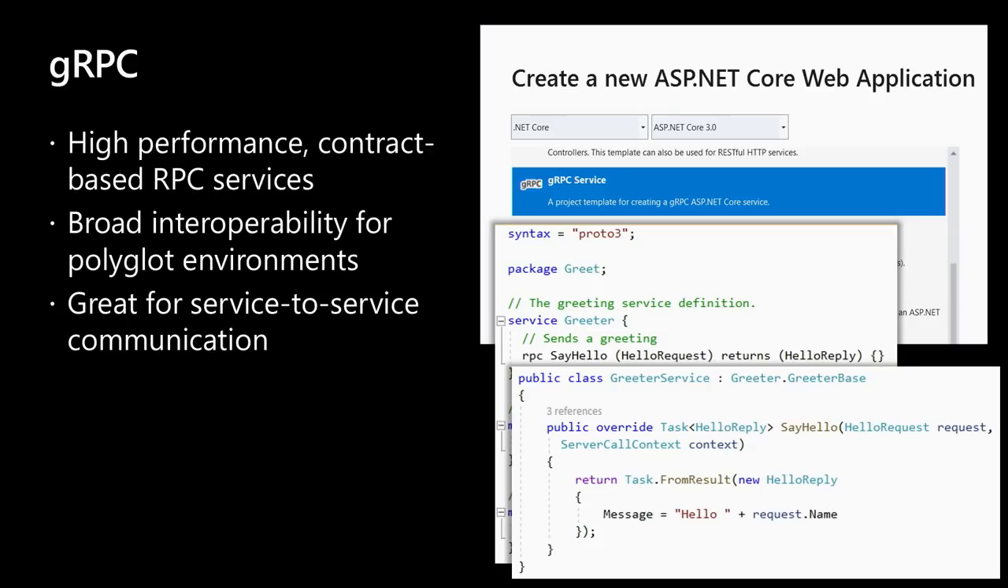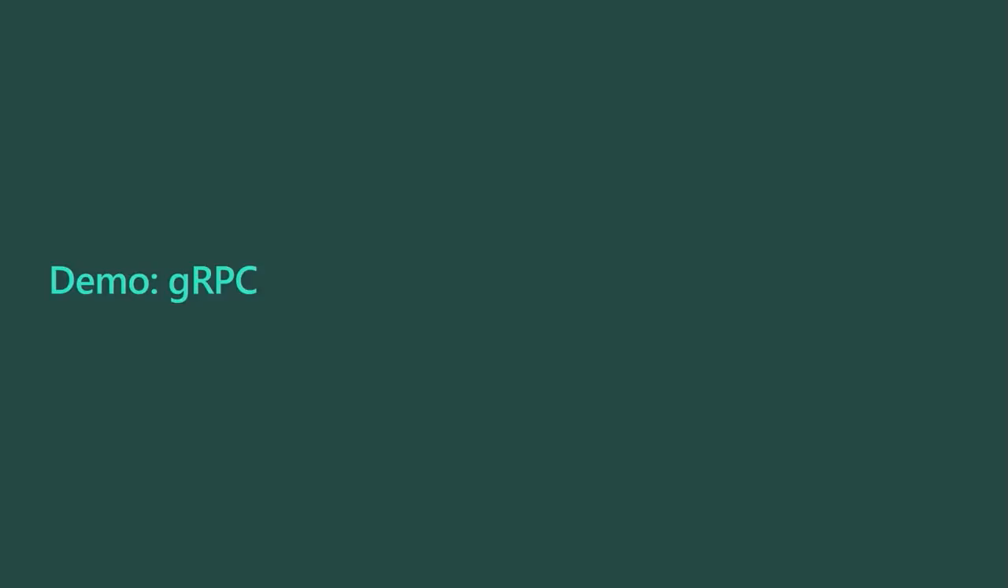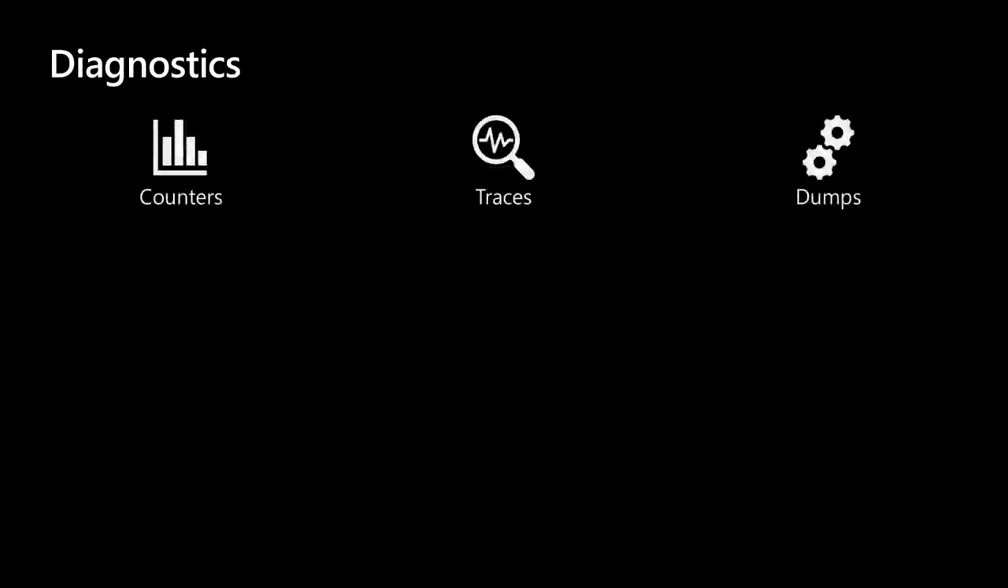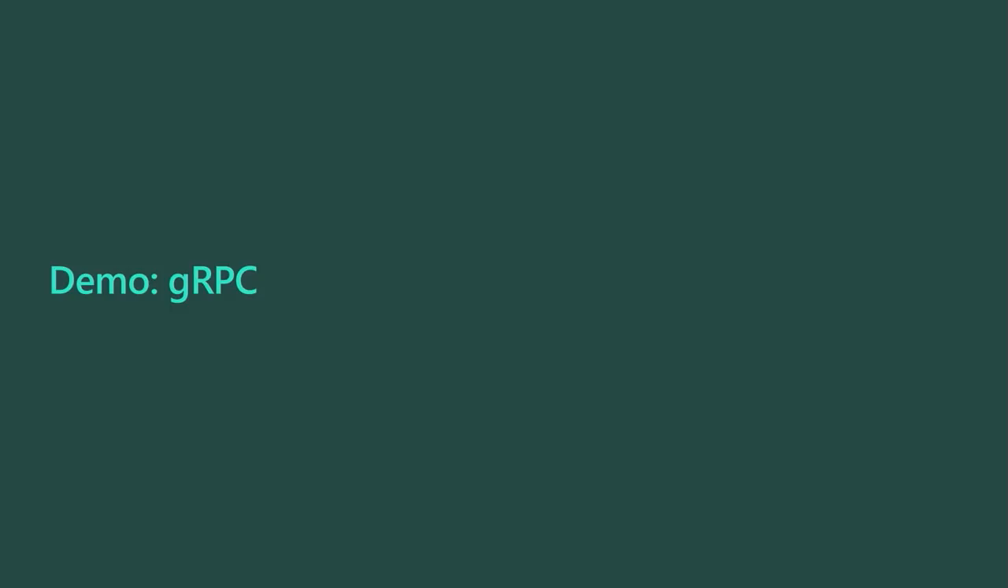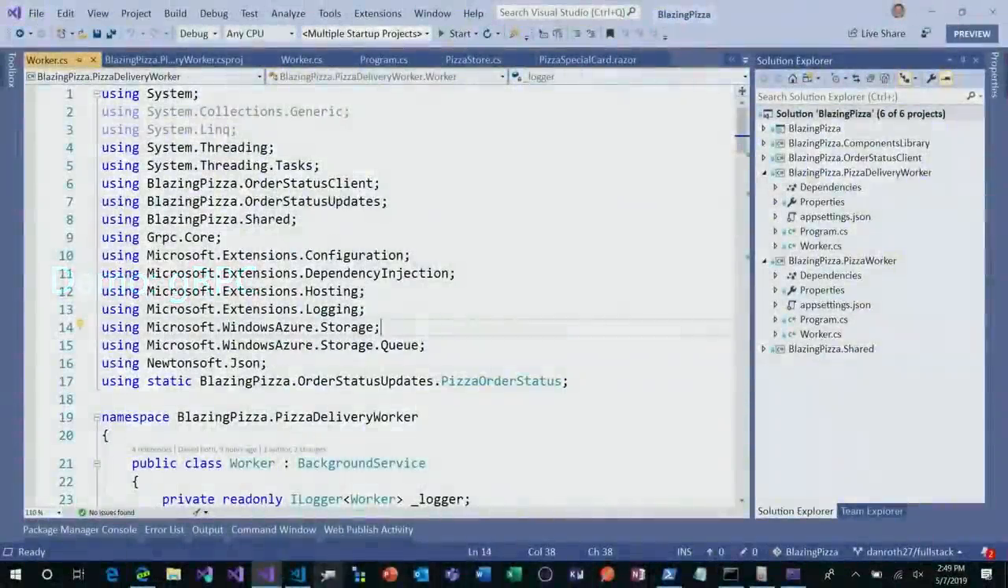So for our workers talking back to the front-end server to tell it, like, your order's been prepared or your order's been delivered, let's try and use gRPC. How much time do we have? 10 minutes. OK, we can do it. Whoa, that's too far ahead. Back. All right. So back to the demo app. Let's look at gRPC really quick.